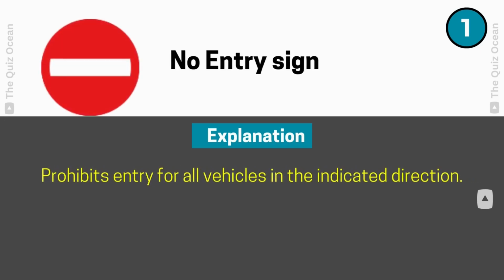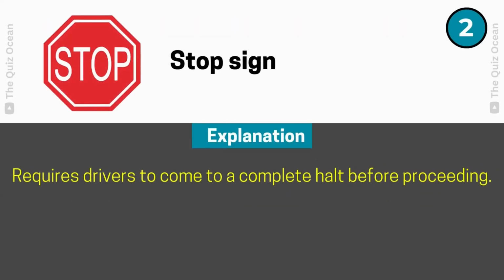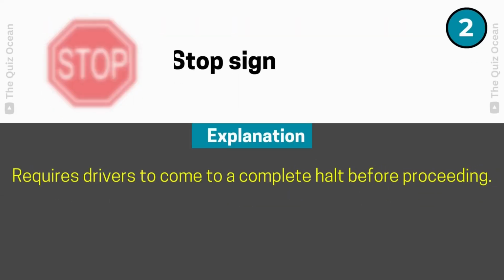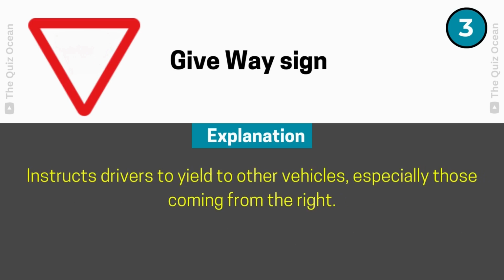No entry sign. Prohibits entry for all vehicles in the indicated direction. Stop sign. Requires drivers to come to a complete halt before proceeding. Give way sign. Instructs drivers to yield to other vehicles, especially those coming from the right.